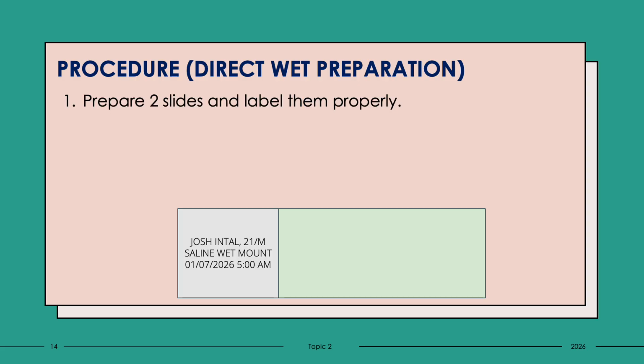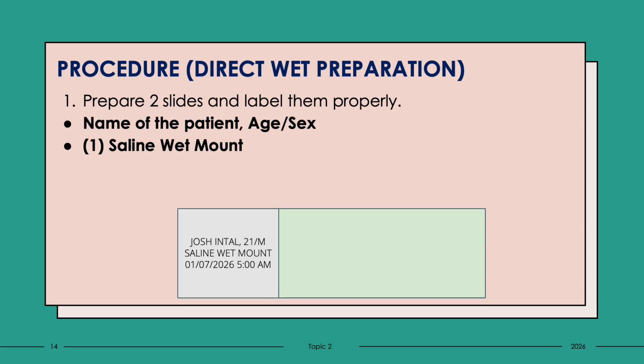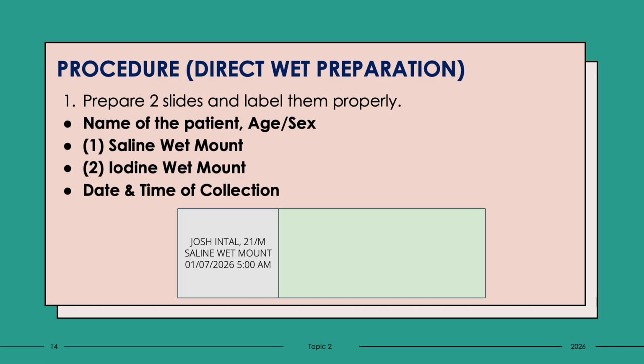So the preparation of a direct wet preparation or a direct fecal smear is very simple. So in our experiment, kindly prepare 2 slides and label them properly. So usually we label our slide based on the details included in the specimen container. So that includes the name of the patient, age and sex, the procedure done, and of course the date and time of collection. So some details like the diagnosis, physician, and hospital number or patient number may also be included.